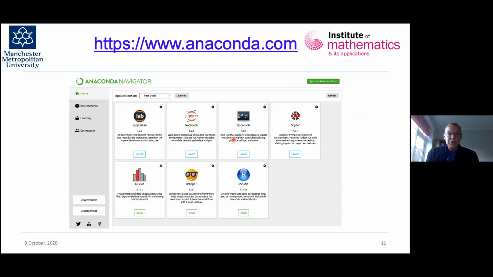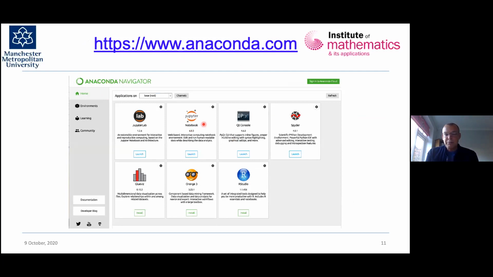Okay, so now I'm going to show you how you can download Python onto your computer. You need to go to a web page called www.anaconda.com, and from that web page you can download the Anaconda Navigator. So you download the Anaconda Navigator. You can do this through Unix or through a PC or a MacBook, etc. And this is what the Anaconda Navigator looks like.